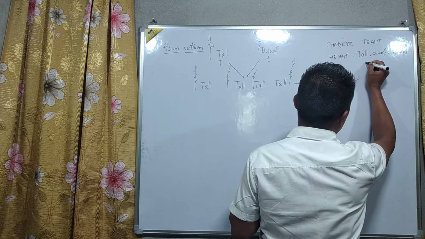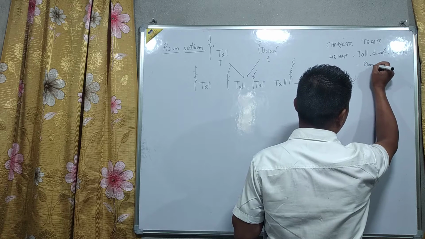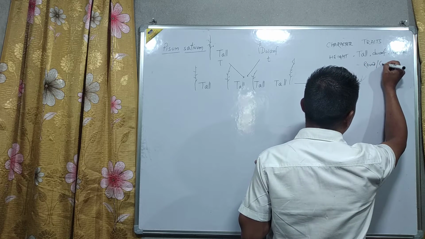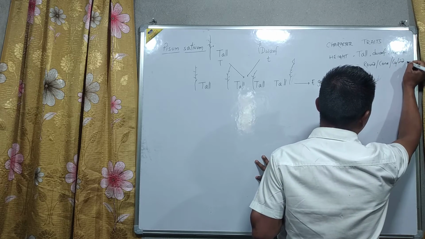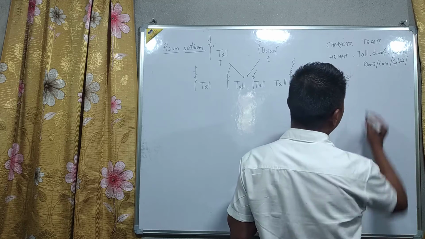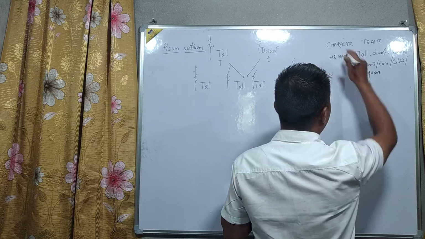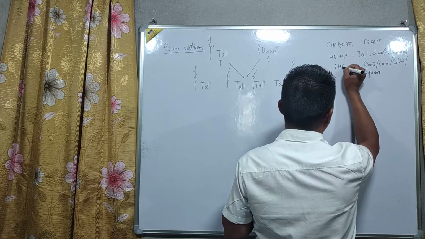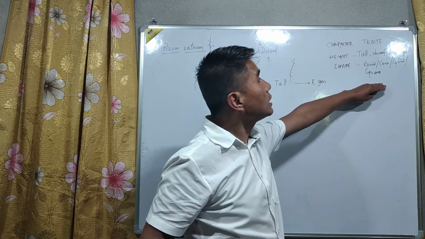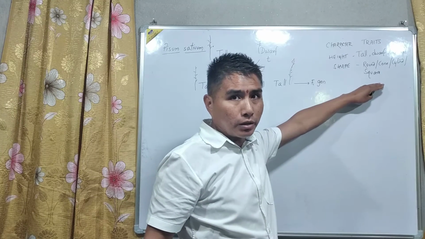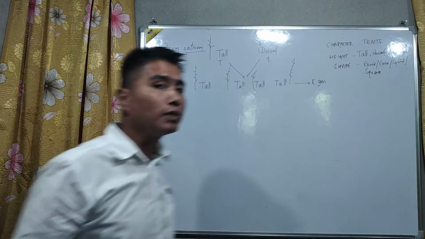Suppose there are various shapes. Suppose shape is there: round, or conical, or cylindrical, or square. They all belong to the character that is shape. So similar traits, that means traits belonging to the same character, will be represented by the same alphabet.